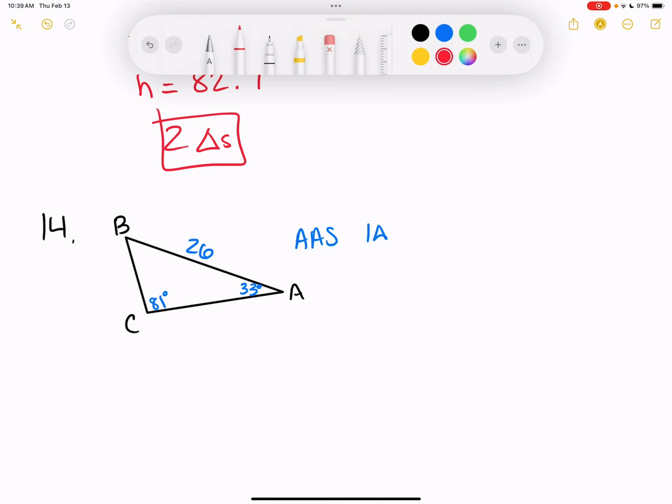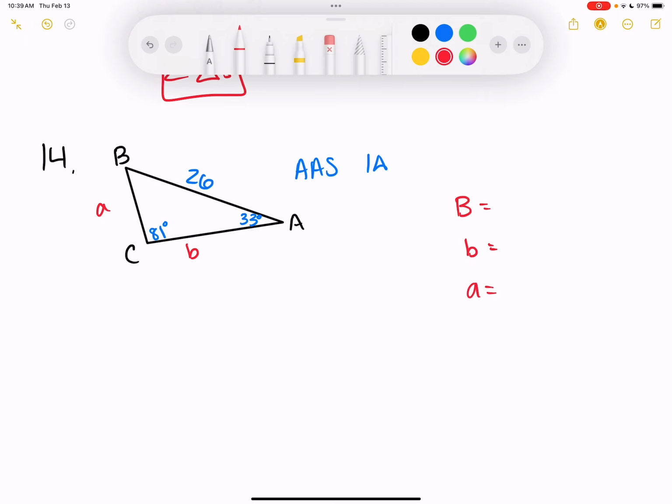So, we're solving for the missing pieces, which are going to be angle B, side B, and side A. So, this is B, and this is A. They go opposite their angles. Hopefully, you remember that from geometry. How many degrees are in a triangle? 180. So, to find angle B, I'm going to do 180 minus 81 minus 33. And what do I get? 66. So, 66 degrees is angle B.